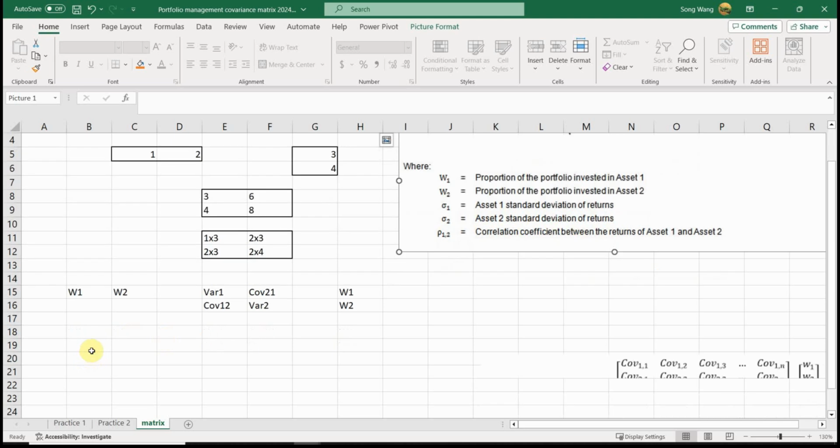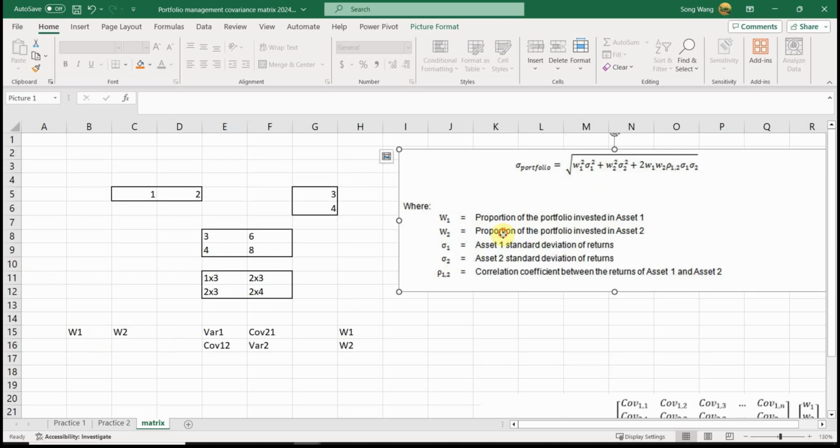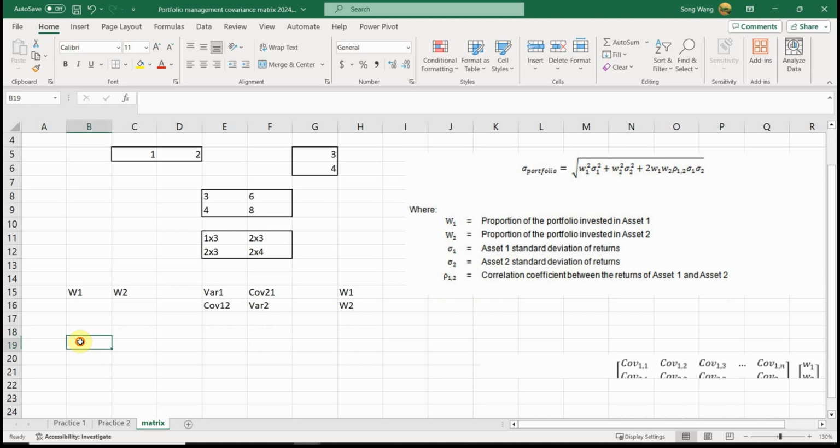So let's say W1 equals 1, just as a random example, W2 equals 2, and the variance, which is sigma 1 squared right here, equals 3, and sigma 2 squared equals 4.